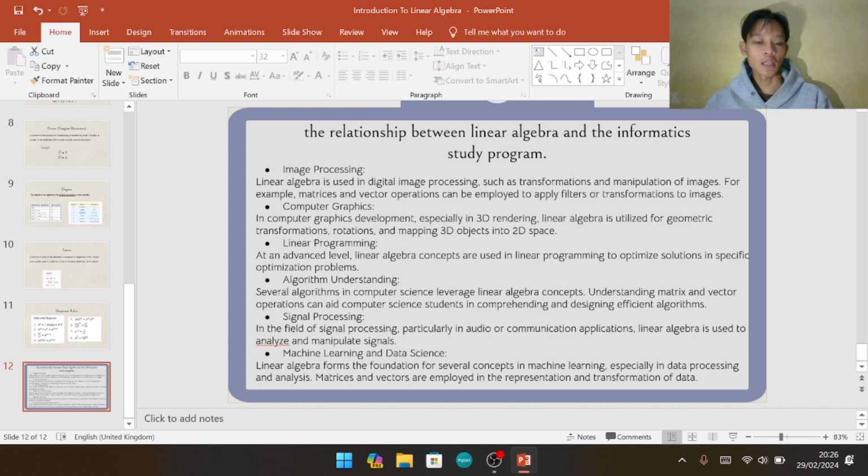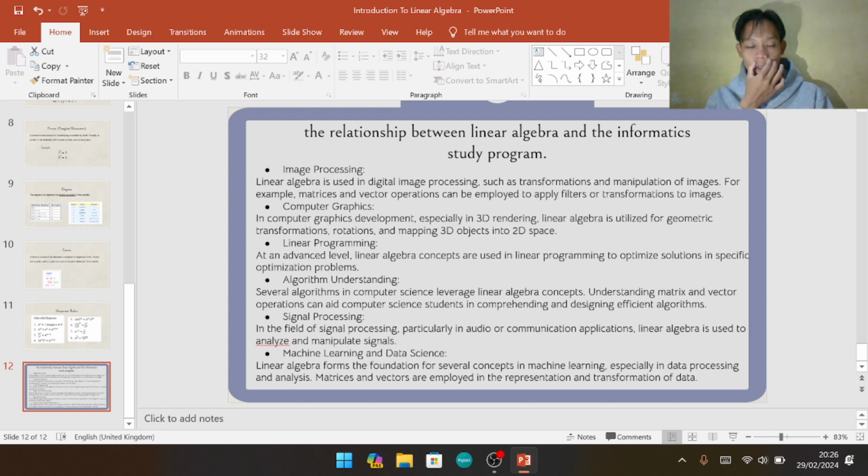Next, point four, algorithm understanding. Several algorithms in computer science leverage linear algebra concepts. Understanding matrix and vector operations can aid computer science students in comprehending and designing efficient algorithms.